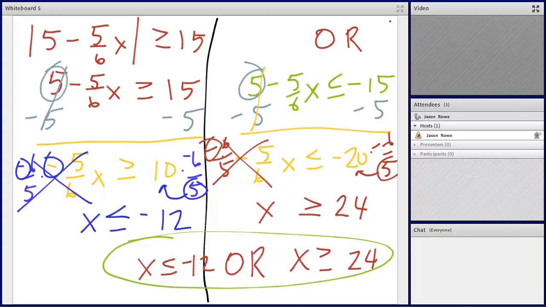So there we go. So that's two absolute value inequalities with a fractional coefficient for x. So I hope that helps you get through lesson 6 of this.